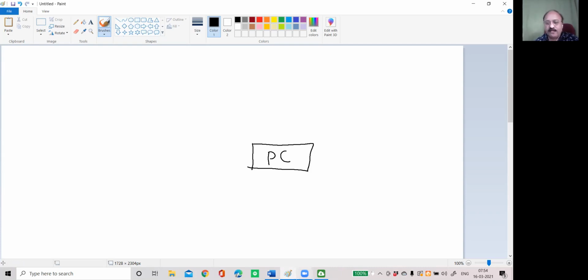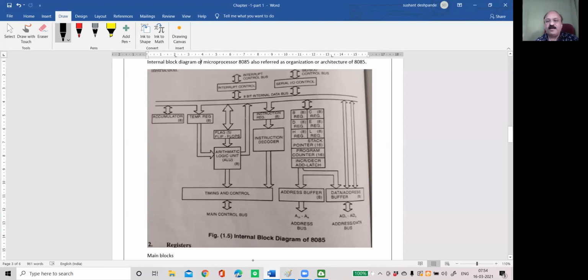Then there are different other registers which are used to store the data by us in a microprocessor. These registers are B, C, D, E, H, L. They are called general purpose registers. They are used to store the data by the program. We can store the data during our program and we can use these registers.